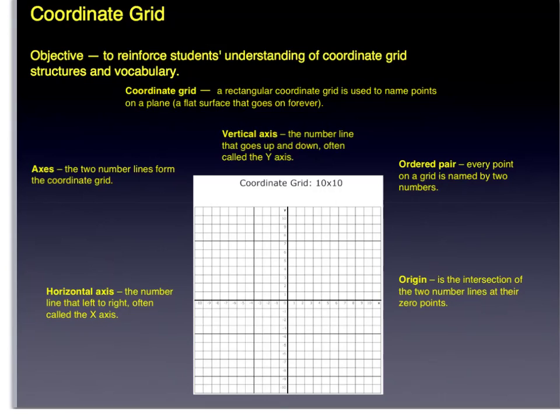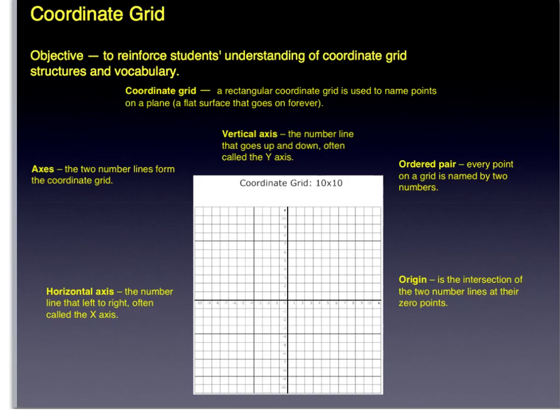All right, our new lesson is on coordinate grids, and our objective is to reinforce the student's understanding of coordinate grid structures and vocabulary. So what is a coordinate grid? Well, a rectangular coordinate grid is used to name points on a plane. And notice the spelling of plane, it's not like aeroplane, but a flat surface that goes on forever.